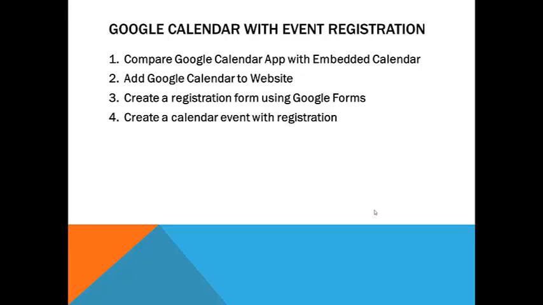In today's tip, we're going to create a Google Calendar with event registration. To do that, we're going to look at the Google Calendar app that comes with Wix and compare that to an embedded calendar. We'll add the embedded calendar to the website, create a registration form using Google Forms, and then create a calendar event with registration.